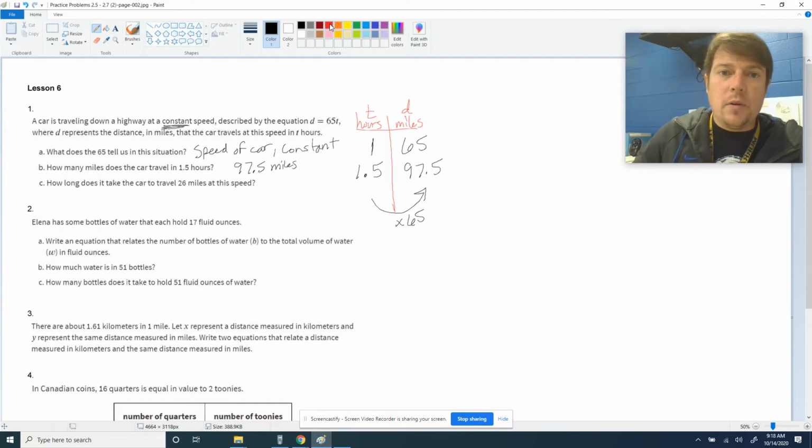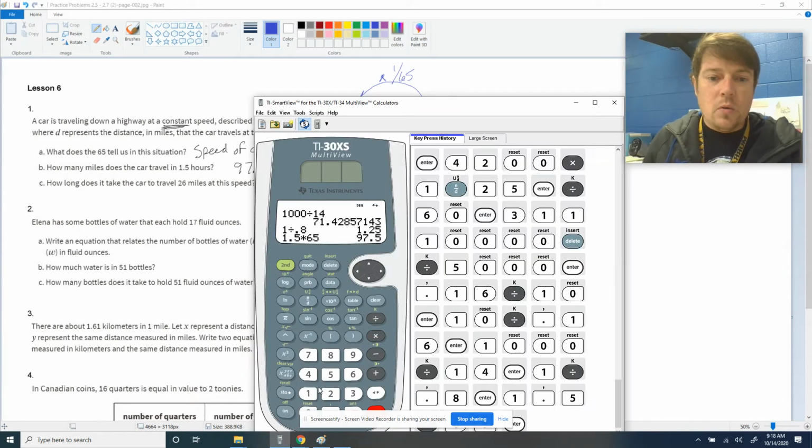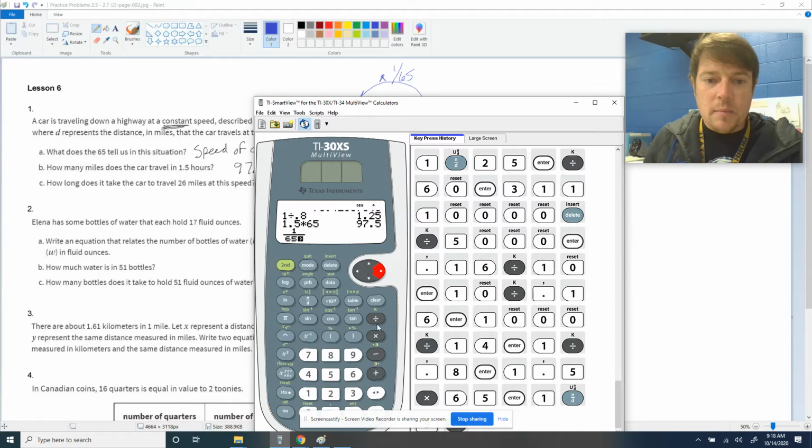And then how long does it take the car to travel 26 miles at this speed? So working in reverse, let's use a different color here. We want to go 25 miles. We are continually going at this 65 mile an hour speed, but to go back the other direction, we need to either divide by the constant that we currently have or multiply by its reciprocal, which is what I'm going to do. A 65th of 25. So 1/65 multiplied by 25 should tell us how long it's going to take us to go that amount.